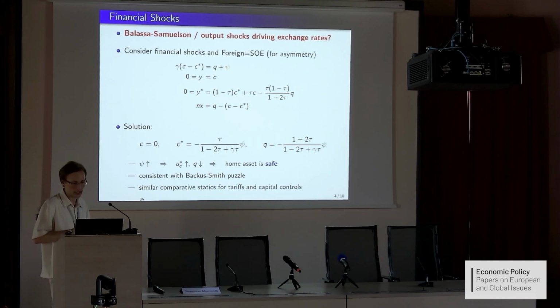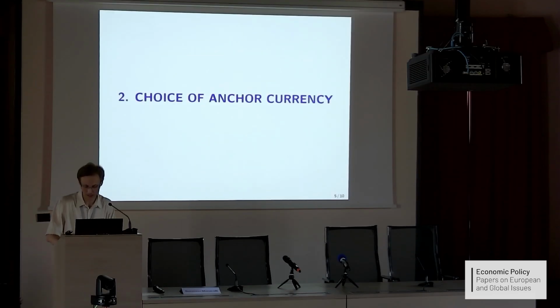And why does it happen here? Because the home economy is closed, right? And all this risk-sharing wedge, in the end, ends up in the consumption of foreign households. And so to hedge against this shock, they actually want to hold the home asset, not the foreign asset. Okay, and then you can do a similar comparative statics for tariffs and capital controls. So that, I think, is very good news, and I was very reassured when I saw this.